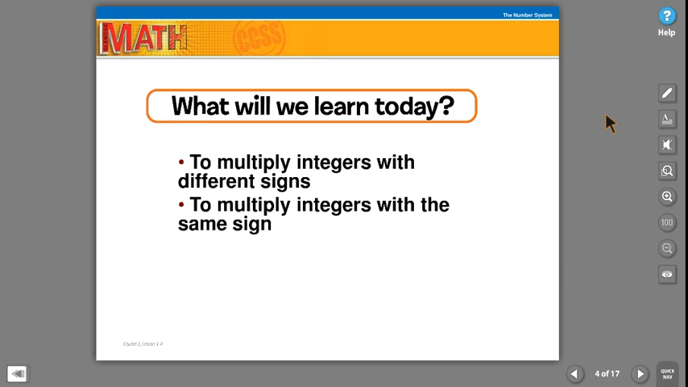Hi there. Today we're going to discuss multiplying integers. What will we learn today? Today we're going to learn to multiply integers with different signs, and then we're going to multiply integers with the same sign.